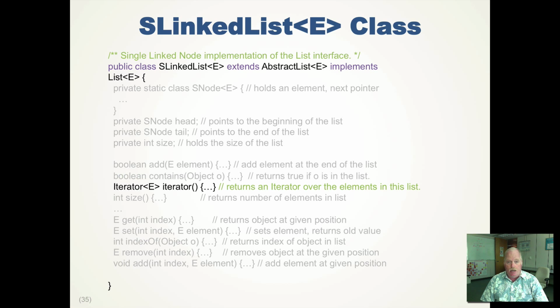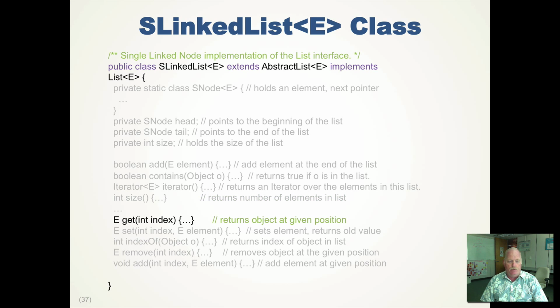Iterator, in this case, because we have a singly linked list, we cannot go backwards. We don't know the previous, so we have to return just a regular old iterator that provides hasNext and next operations. Size: return the size of the list, just return the private member variable size.